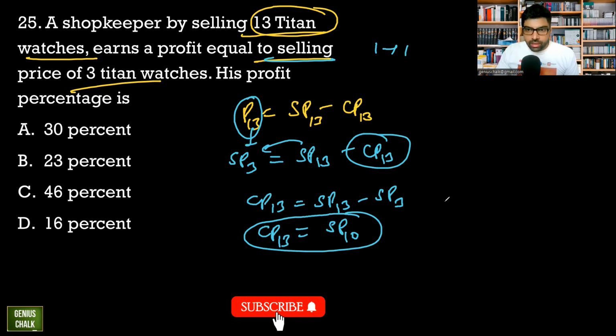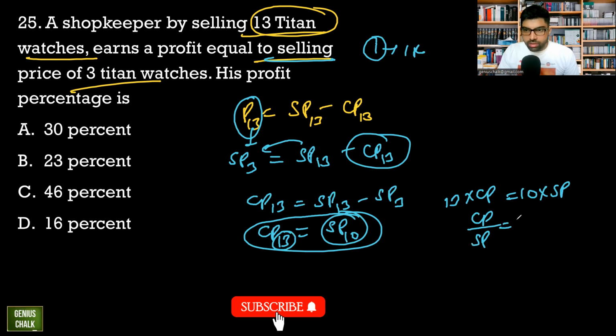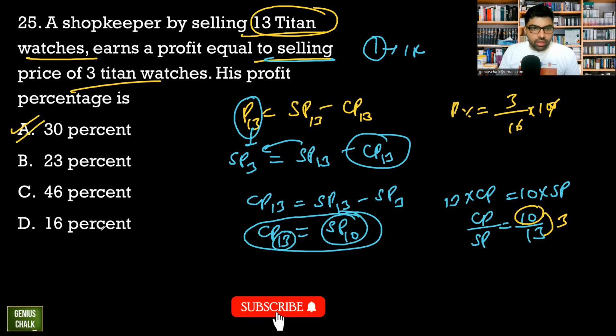Now I have told you that 1 unit equals 1 rupee. So one watch cost price is 1 rupee. So 13 watch cost price is 13 rupees. And selling price of 10 means 10 rupees the selling price. So what is the ratio? Cost price by selling price is equivalent to 10 by 13. Now what is the profit? Profit is 3, right? And profit percent is profit upon cost price. Cost price is 10. So 3 by 10 into 100, that is 30%. That is option A.